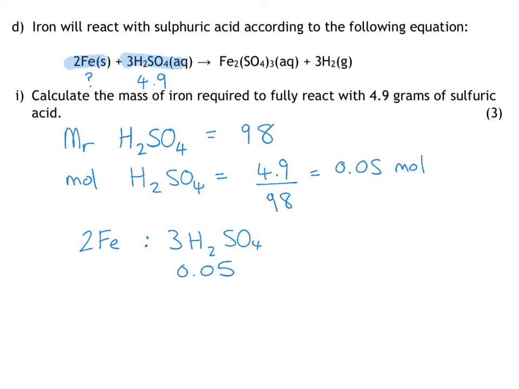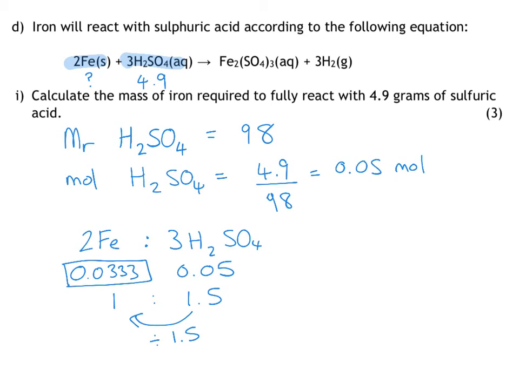There's 2 things you can do. You can either divide both sides by 2, and then you have a 1 to 1.5 ratio, in which case, to get from there to there, I divide by 1.5. Alternatively, you divide by 3 and times by 2, which is exactly the same as dividing by 1.5. So whichever way you do it, you either times it by 2/3 or you divide it by 1.5, you still get the same answer for iron, which is 0.0333.